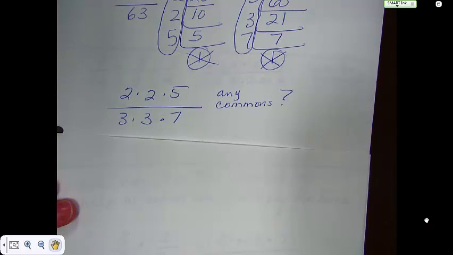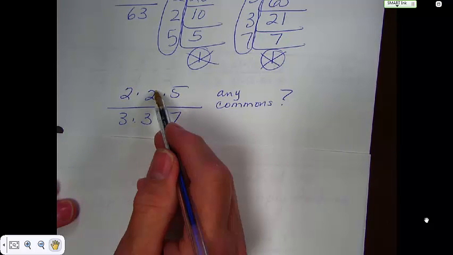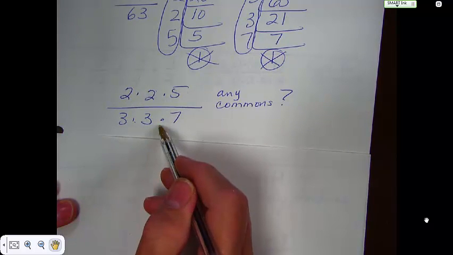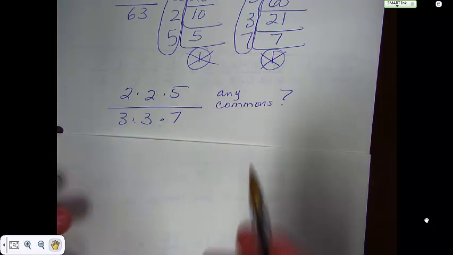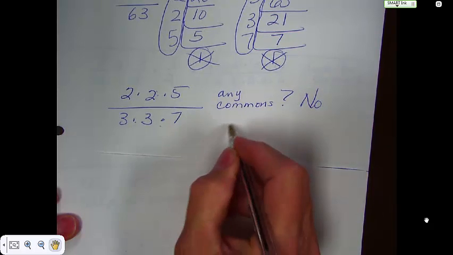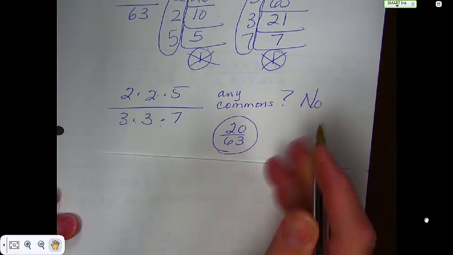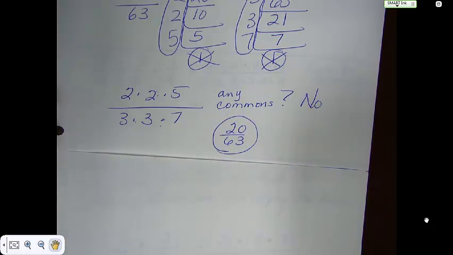Any commons? 2 in the bottom, 3 in the top, 5 in the bottom, 7 in the top? No, there are no common factors, so guess what your reduced is? Yep, you guessed it, 20 over 63. Even though it's huge, it can't be reduced, and we proved it.